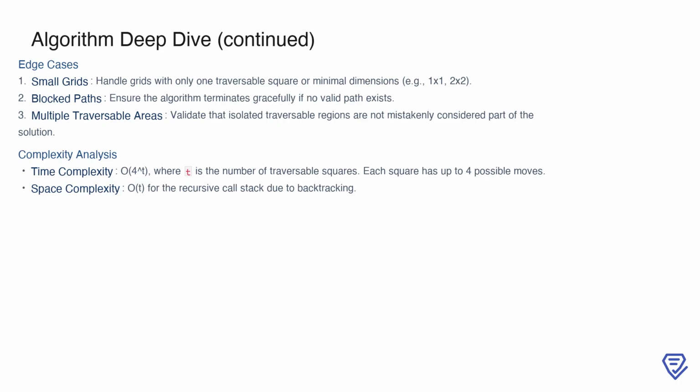From a complexity standpoint, the time complexity is O(4^t), where t is the number of traversable squares. This is because each square can have up to 4 possible moves. The space complexity is O(t), driven by the recursive call stack used in backtracking. Together, these insights and considerations allow us to solve the problem efficiently while adhering to the constraints.